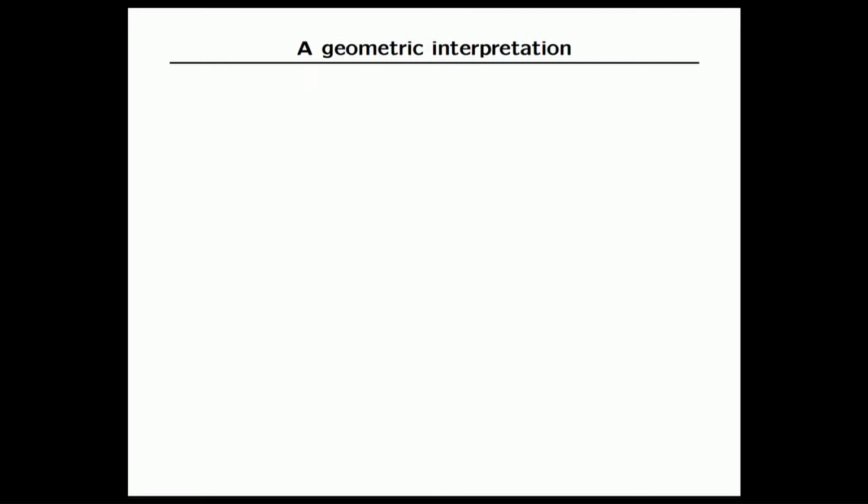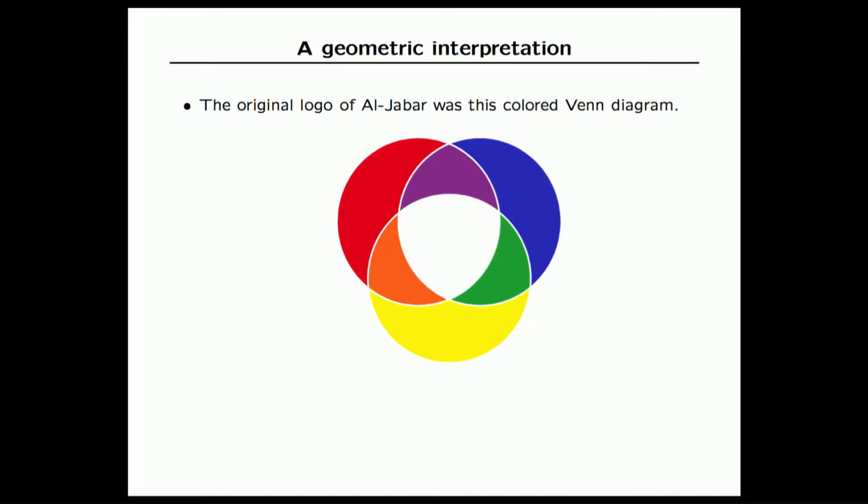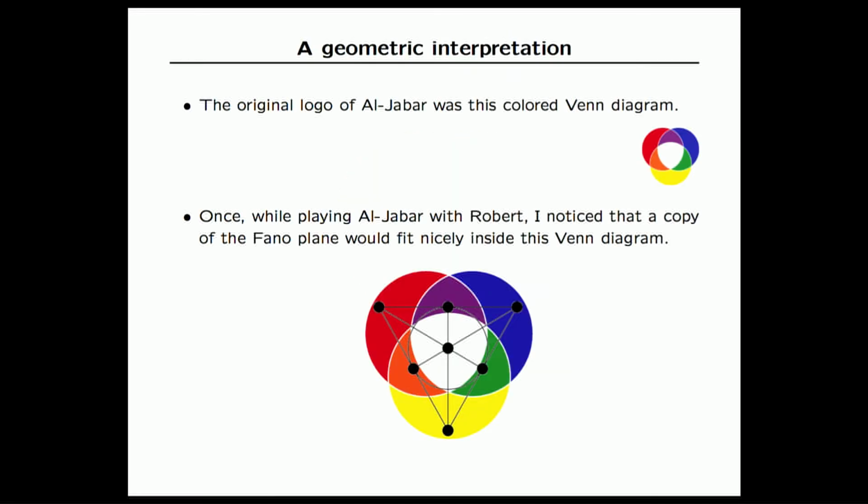I thought about this a little more geometrically after I was playing a game with Robert. This was Robert's original logo of Al-Jabar, a Venn diagram, seeing where all the colors overlap. And it occurred to me that you could put a Fano plane in there nicely, in the upside down triangle shape of a Fano plane. If you don't know what that is, that's a 7-point geometry with 7 lines. We'll talk more about that in a second.